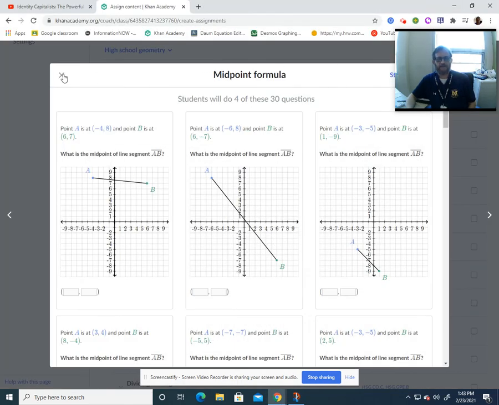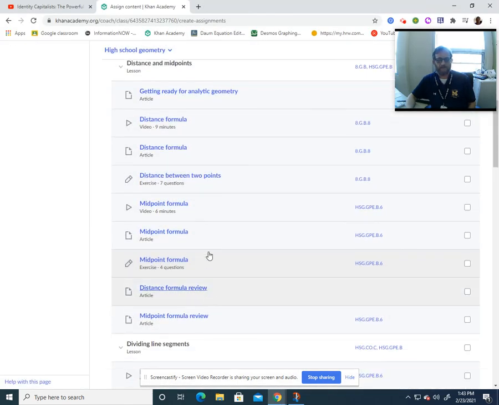Okay, that's the end of the distance midpoint formula. So I'm going to wrap this one up just so I don't run into technical difficulties. And then I'll make one for dividing line segments.